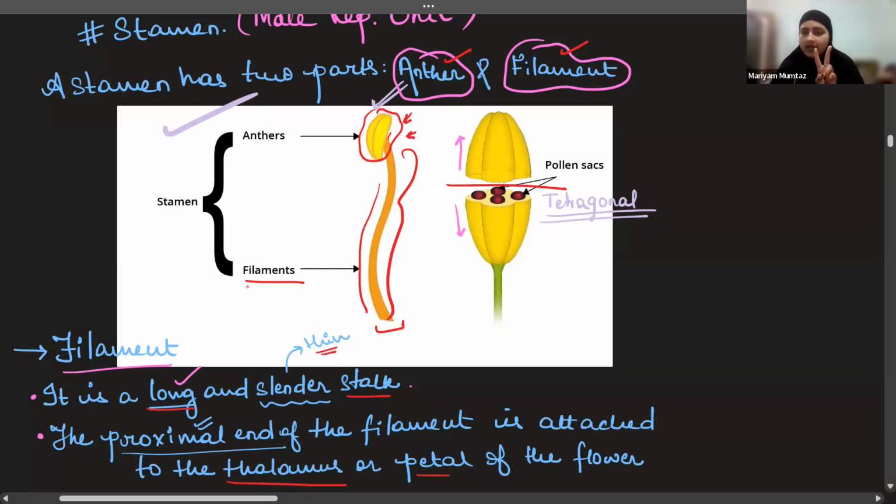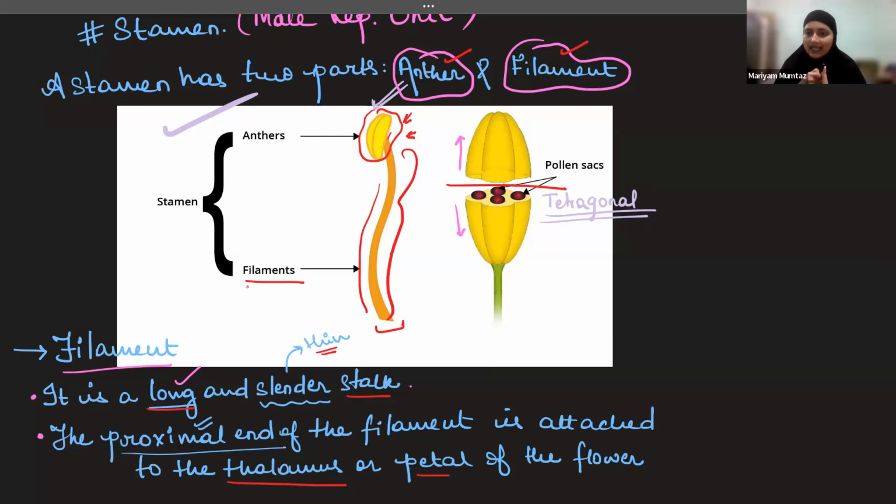So two ends are there, proximal end and distal end. Distal end is the back end or the last end, so the last end is attached to the anther. The proximal end, meaning the first portion, is attached to either the thalamus or the petal of the flower. It can be attached to either of them.